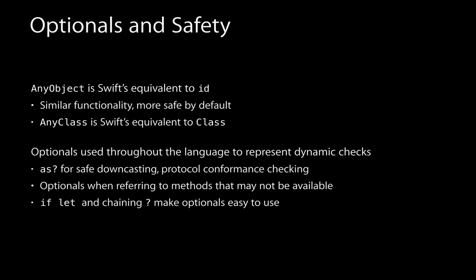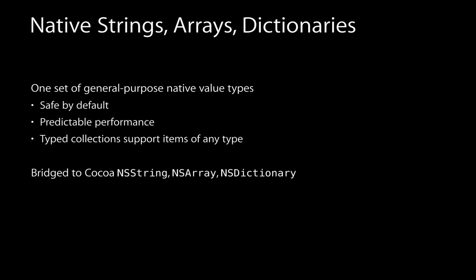With that, let's switch gears a little bit and talk about bridging of Cocoa data types. Now, first, let's talk a little bit about the native strings, arrays, and dictionaries within Swift. The goal of Swift is to have one set of general purpose native value types that you use for nearly everything. These need to be safe by default. This means bounds checking for arrays, automatic memory management, and so on.